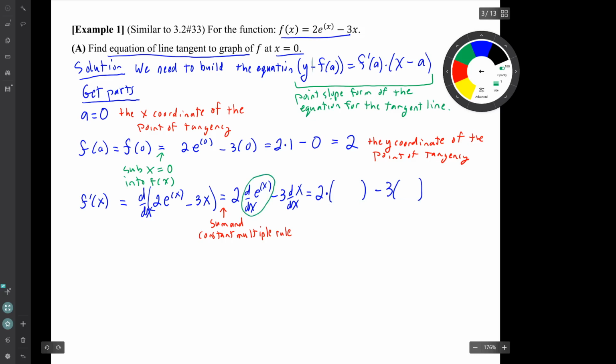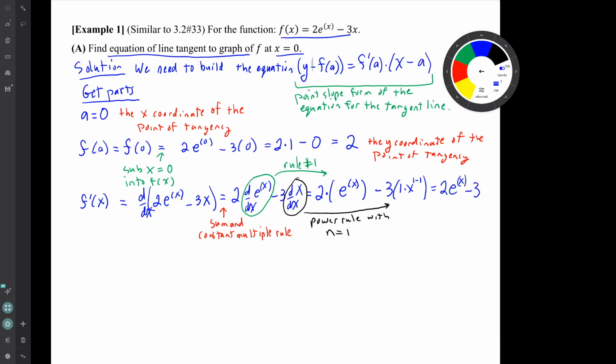Well, here we have the derivative of e to the x. That's going to be a derivative that we find using our rule number 1. The derivative of e to the x is e to the x. The derivative on the right side, d over dx of x, that's a power function with n equals 1. So we're going to use the power rule with n equals 1. And we clean that up and we're left with 2e to the x minus 3.